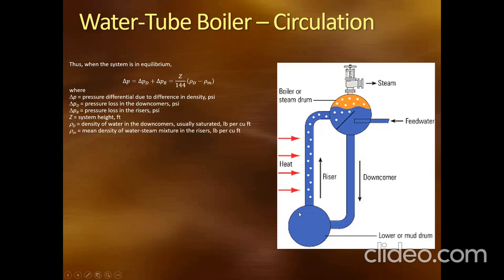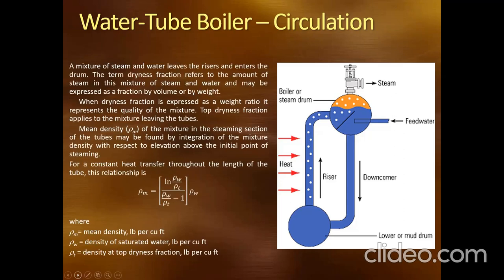Ito, yan. Elevation nun. So, the density of water in the downcomer, rho_D, usually saturated, pounds per cubic feet. Rho sub M is the mean density of water and steam saturated in the riser. So, pagkuha niyan, later na. So, a mixture of steam and water leaves the riser and enters the drum.